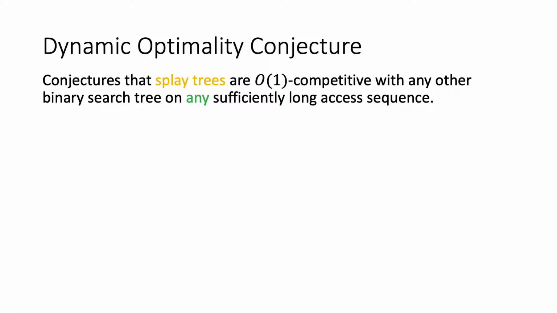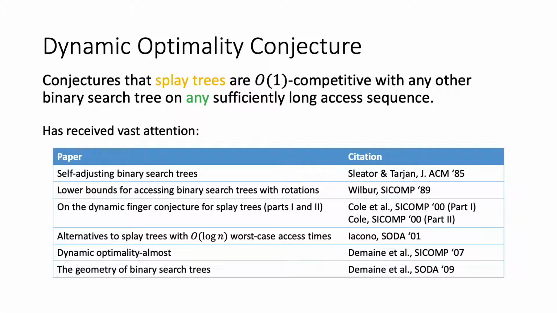The most important performance theorem of the splay tree is actually a conjecture, and that's that the splay tree is constant competitive to any other binary search tree on any sufficiently long access sequence. This is dynamic optimality. This conjecture has received a lot of attention. It was first proposed in the original splay tree paper.